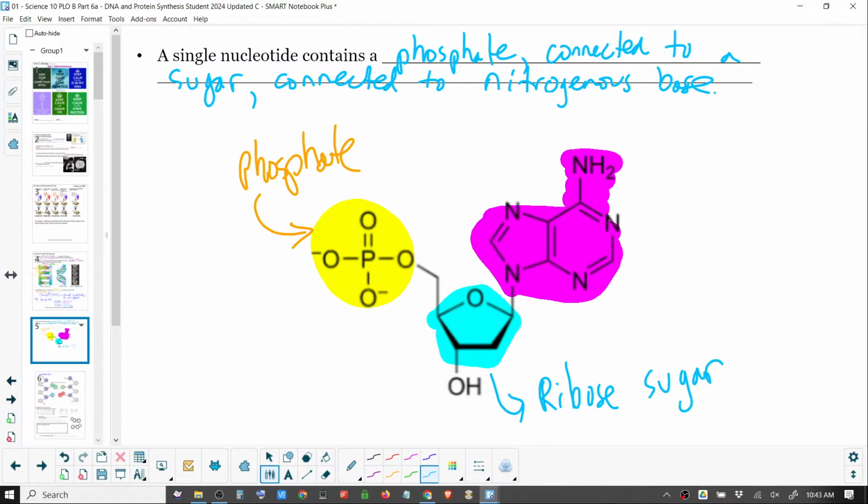How do we know that ribose is a sugar? In the name. It's ribose. What part of the name tells us it's a sugar? The "ose" ending. You've heard of glucose, and then of course table sugar is sucrose. Anytime you hear "ose" in biochemistry, you're talking about a sugar. So ribose tells you it's a sugar. And this is the nitrogenous base, and you can tell it's nitrogenous because of all the nitrogen, hence nitrogenous.